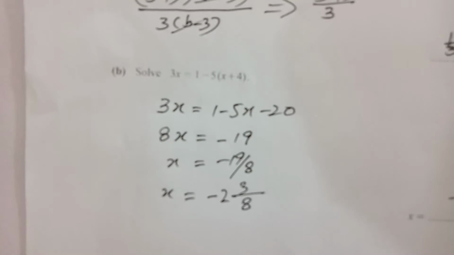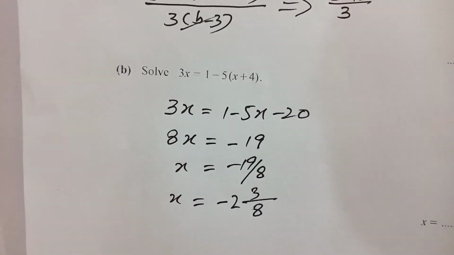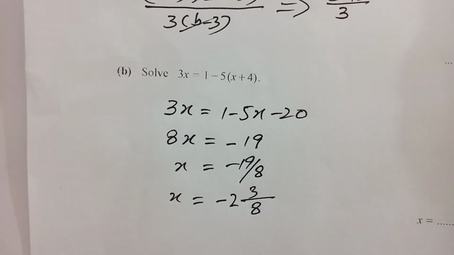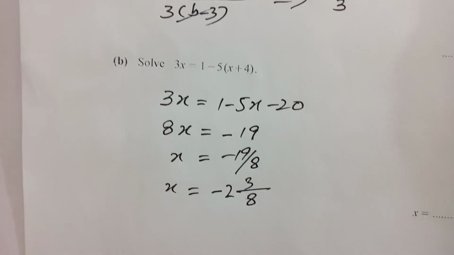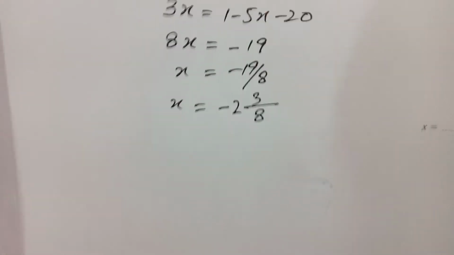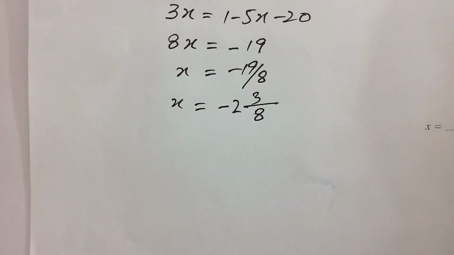Now in this part, solve 3x minus 1 equals 5 into x plus 4. Open the brackets. The final answer will be minus 2 whole 3 over 8. Now the C part of this question.